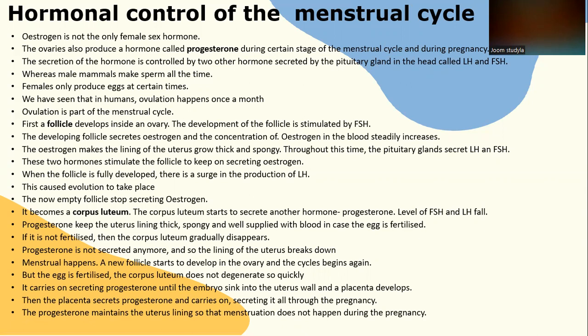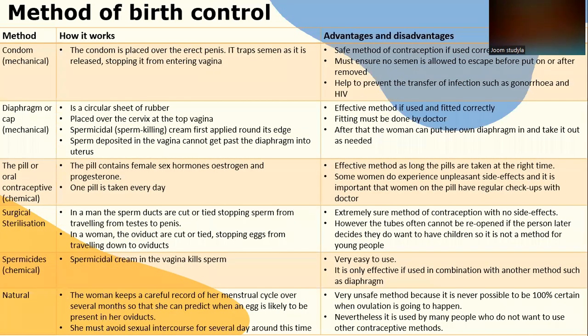But if the egg is fertilized, the corpus luteum does not degenerate so quickly. It carries on secreting progesterone until the embryo sinks into the uterus wall and the placenta develops. Then the placenta secretes progesterone and carries on secreting it all through the pregnancy. The progesterone maintains the uterus lining so that menstruation does not happen during the pregnancy.